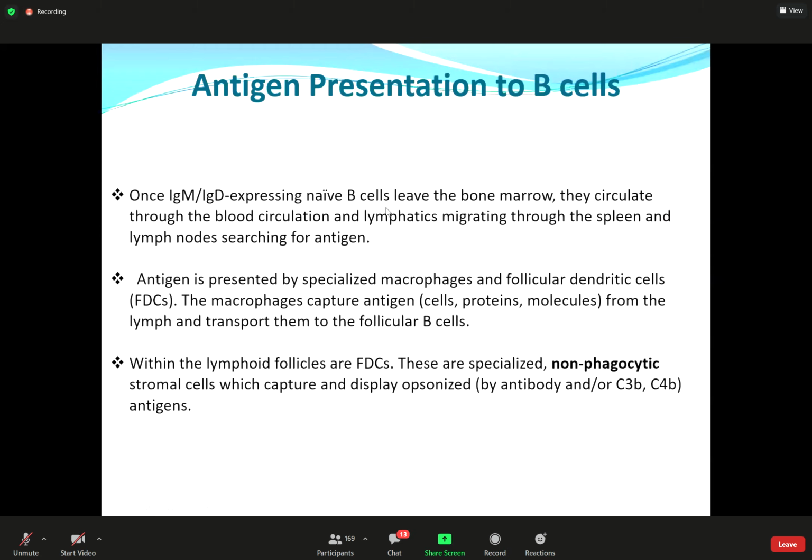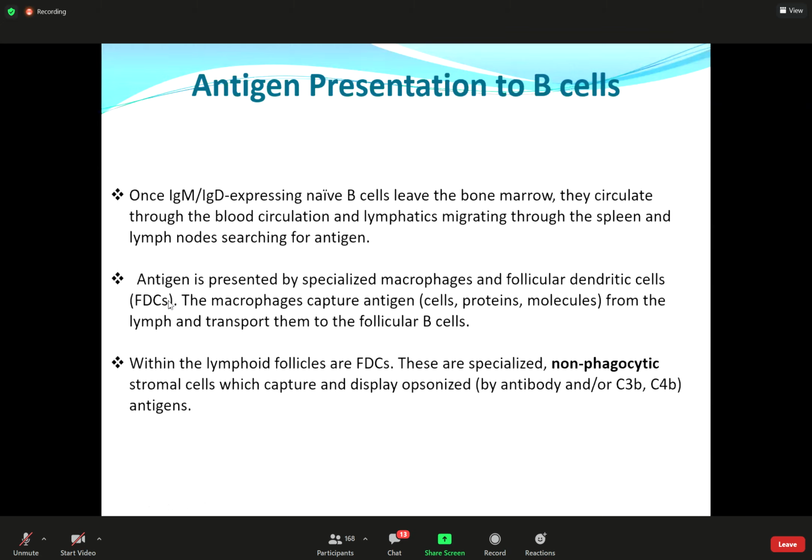So as I said, the naive B cell, which at this stage only expresses the IgM, IgD antibody receptor, sees antigen presented by macrophages and dendritic cells. These are specialized cells within these lymph nodes. So within the lymph node, we have what we call follicular dendritic cells.